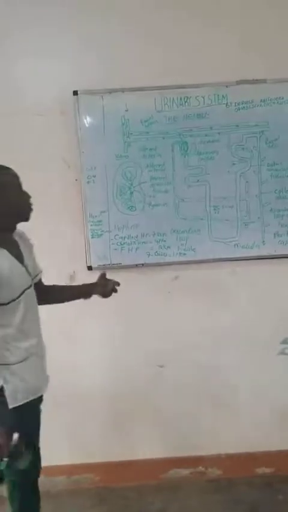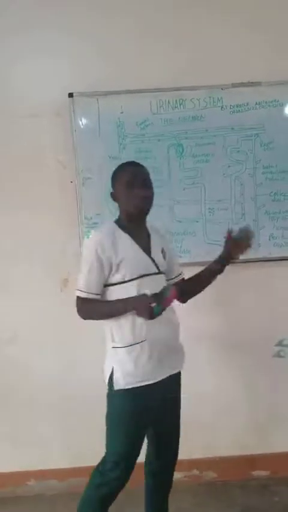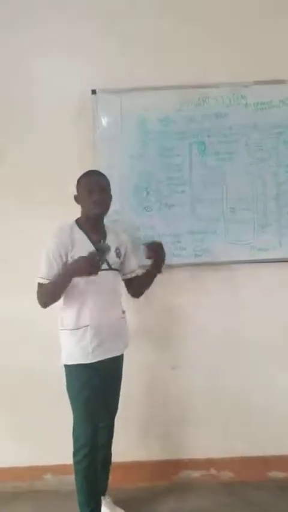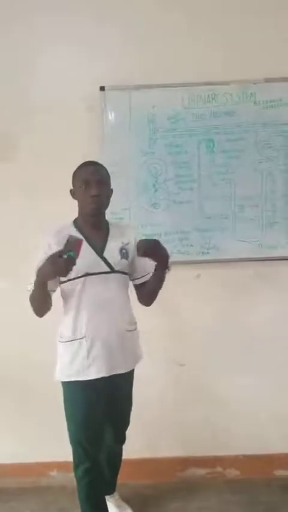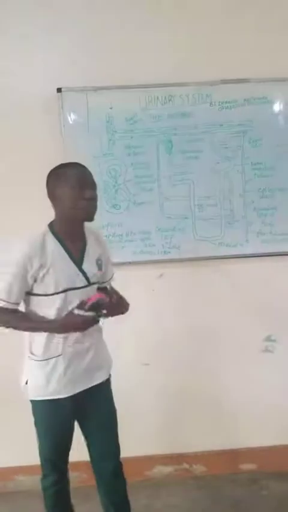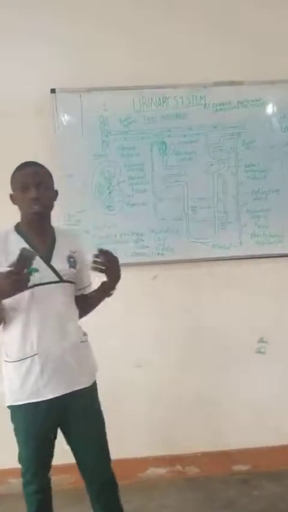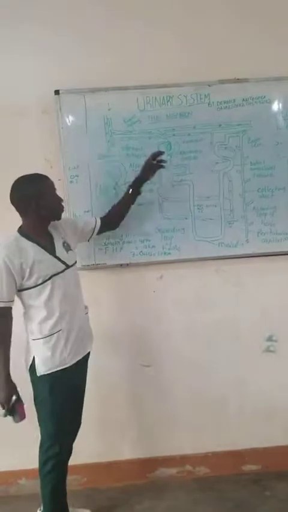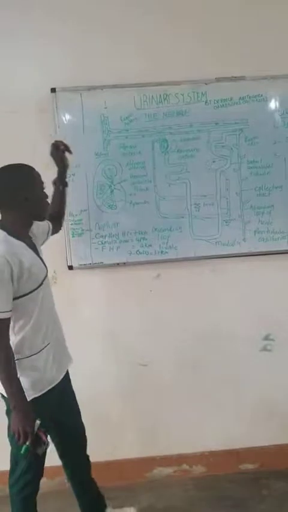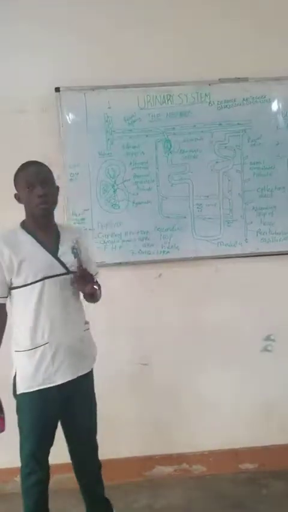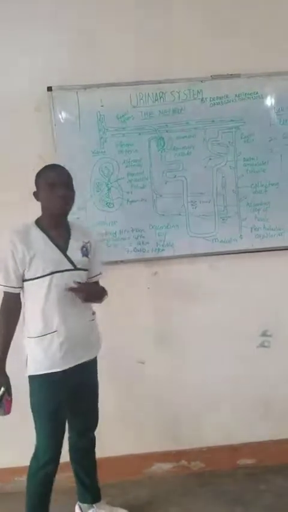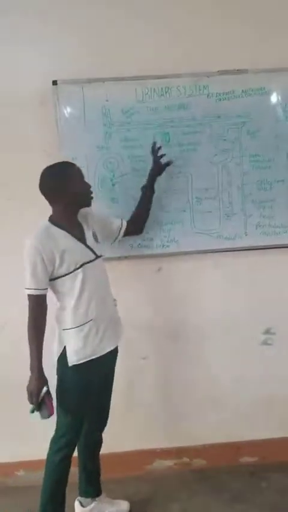But the reabsorption can either be passive or active. Passive means they don't need energy to be reabsorbed. Active means they need energy for them to be reabsorbed. So substances which are passively reabsorbed back into the body, meaning they don't need a lot of ATP energy, include sodium ions, water molecules, and amino acids at the proximal convoluted tubule. Then substances which are actively reabsorbed, we have glucose at the proximal convoluted tubule.